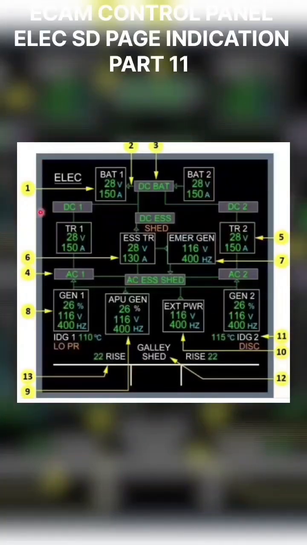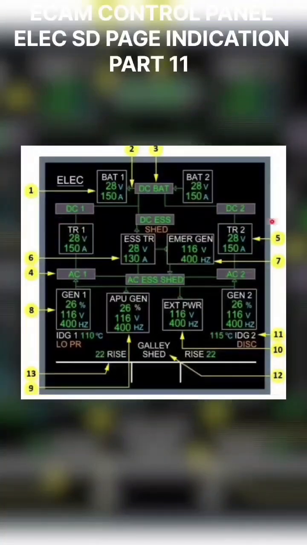First, number one is your battery indication, and number two is your battery charger or discharge indication, your DC BAT indication, and this is your AC bus bar, AC bus 1, bus 2. Then this is your TR1, TR2, then your essential TR, this is your emergency generator, this is your DC essential bus bar, this is your Gen 1, this is your Gen 2, this is for the APU generator, and this is for external power.